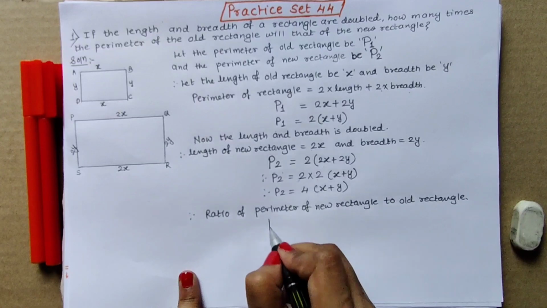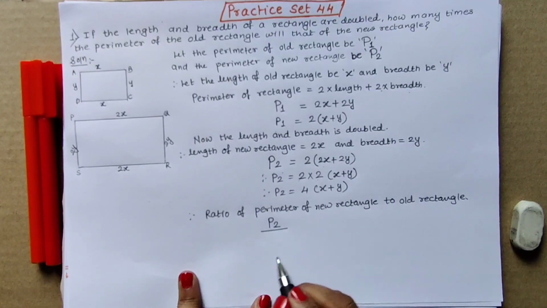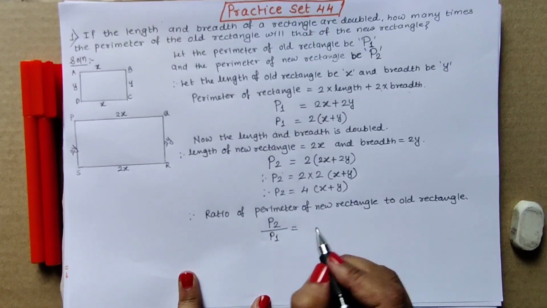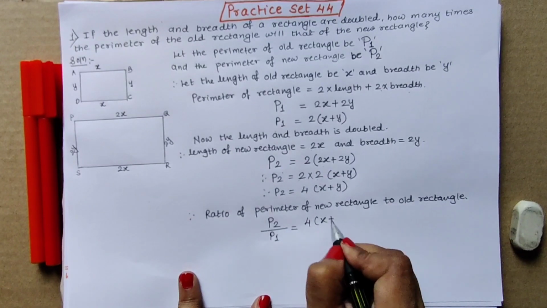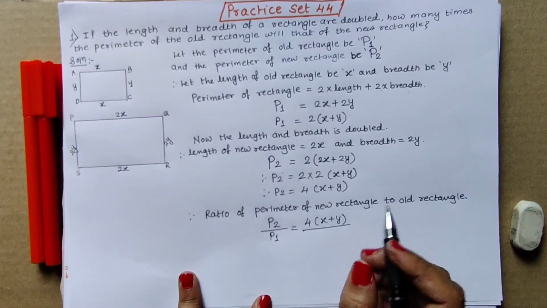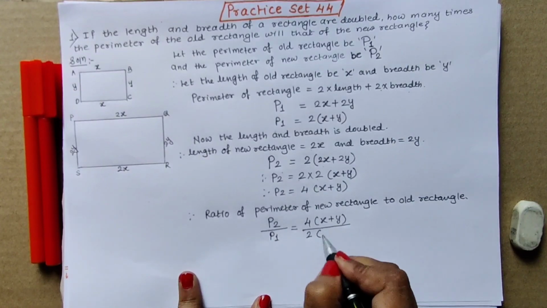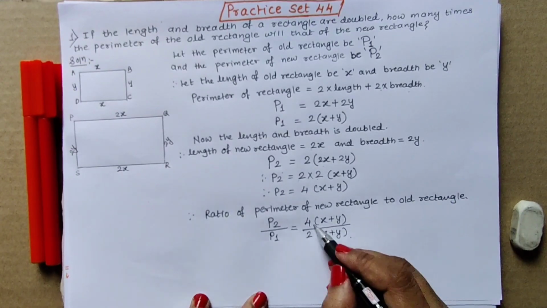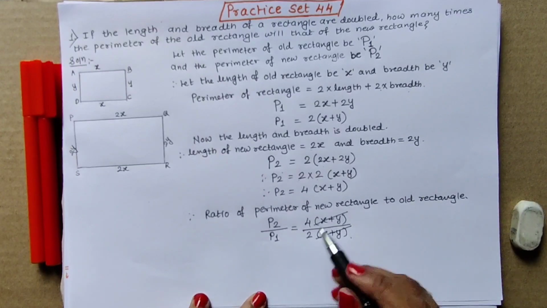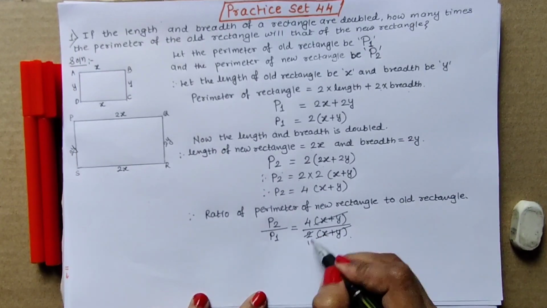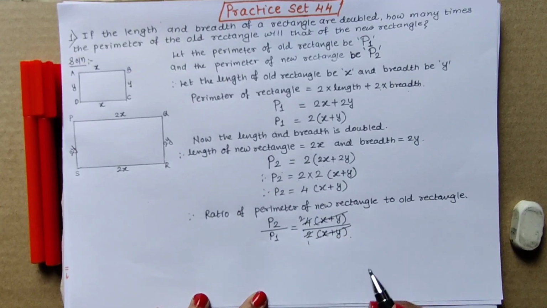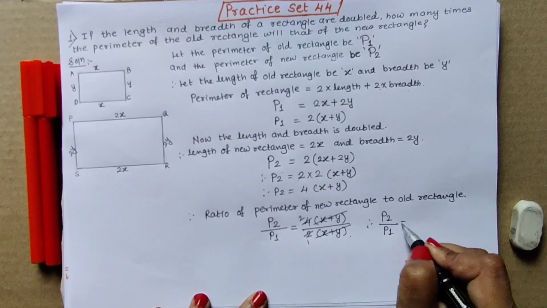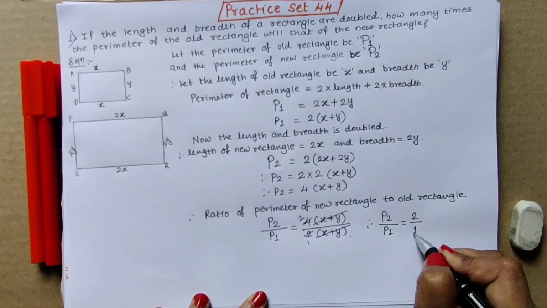So the perimeter of the new rectangle is P2 and ratio means upon, we have to divide P2 upon P1. So P2 we have got 4 (x plus y) and P1 we have got 2 (x plus y), correct? Now we can cancel this x plus y, and this 4 and 2 also can be cancelled. 2 1s are 2, 2 2s are 4. So 2 upon 1 we are getting. Therefore P2 upon P1 is equal to 2 upon 1.